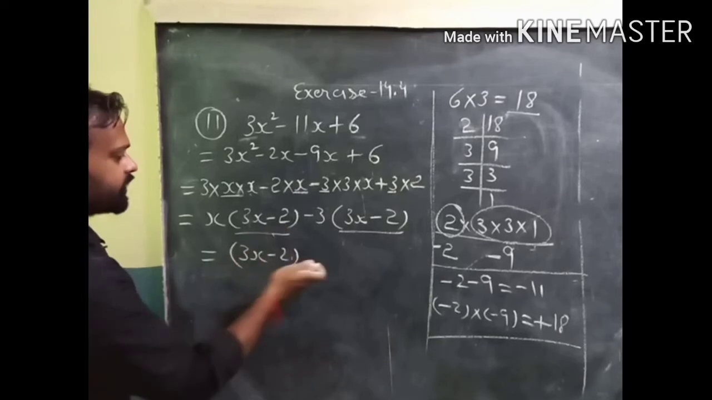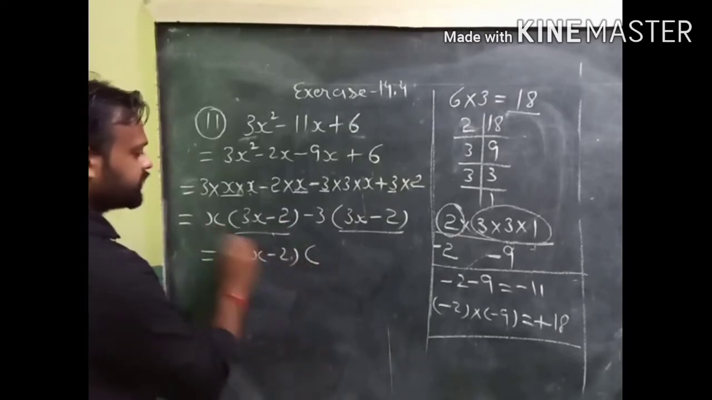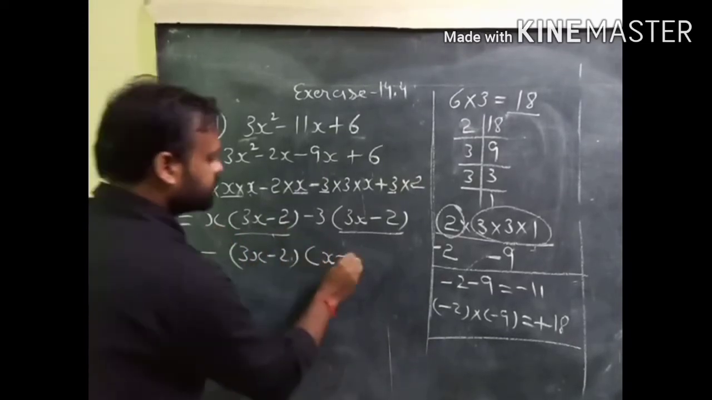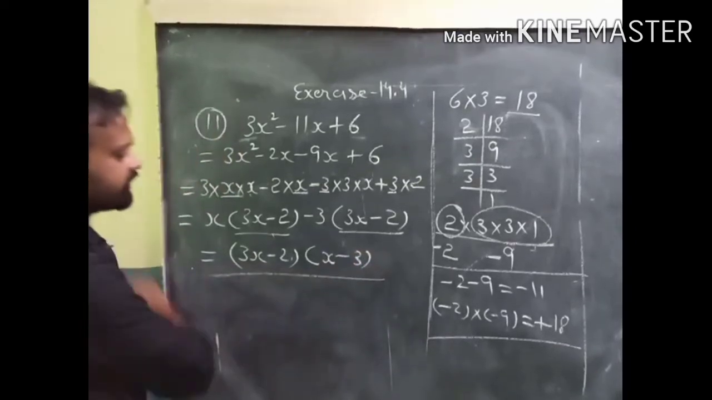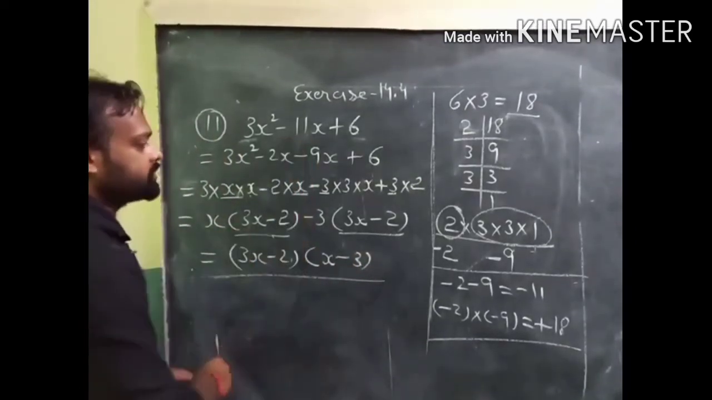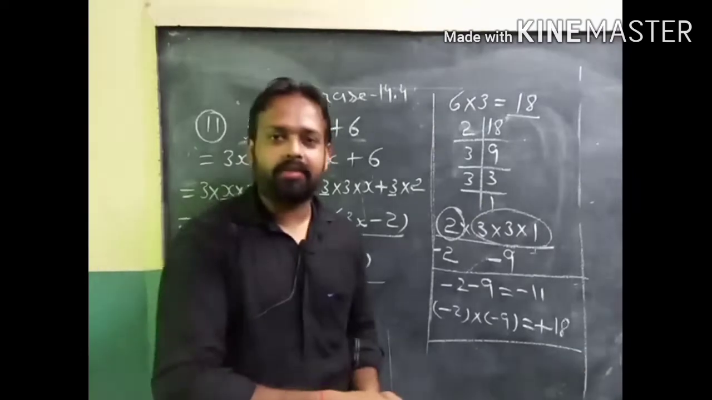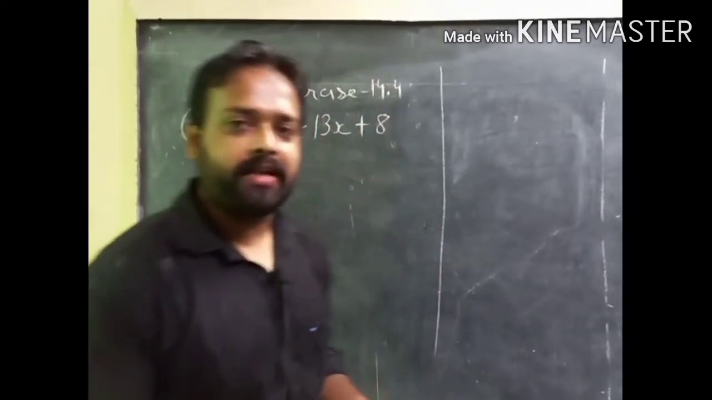This 3x minus 2 we have to take common, and now you can see inside the bracket is x minus 3. So these are the two factors of this algebraic expression. So I hope this is clear to you. So okay students, now you can see its next part.